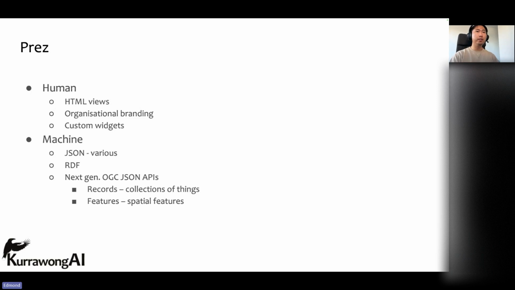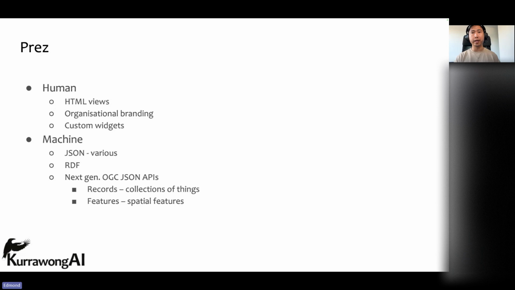On the machine readability side, we have various different JSON APIs, so simple key value listing things, or more complicated structures that are closer to RDF. We also support the next generation set of OGC JSON APIs as well. So you have your OGC Records APIs for vocabs and other resources. And if you have spatial features and things, you can use the OGC Features APIs for those.